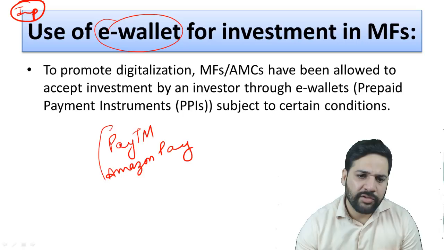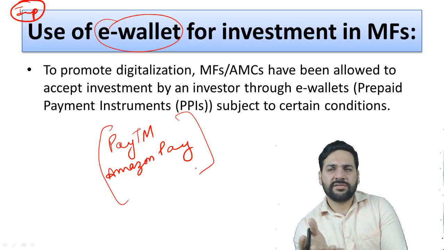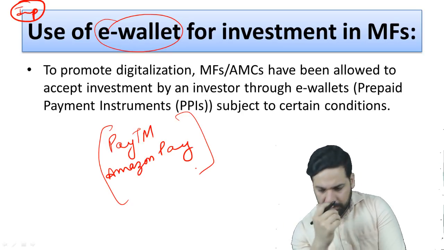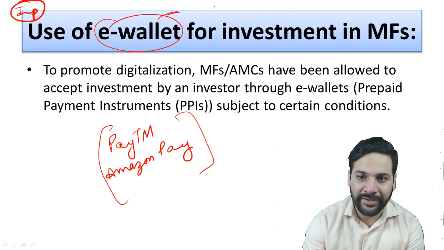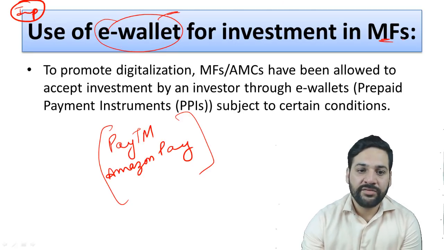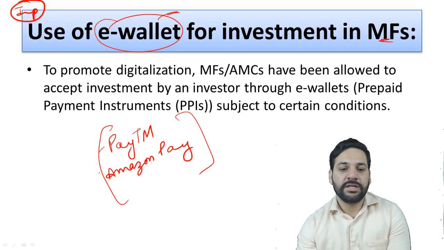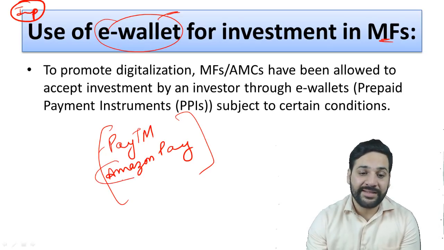There are many actually. I use them only. I mean, there is another one by Flipkart as well, and many other wallets are there, e-wallets are there, which can be used for the investment in mutual fund. So these are prepaid payment instruments, PPI. Paytm is now, I think, a small payment bank as well, but Amazon Pay is a classic example.